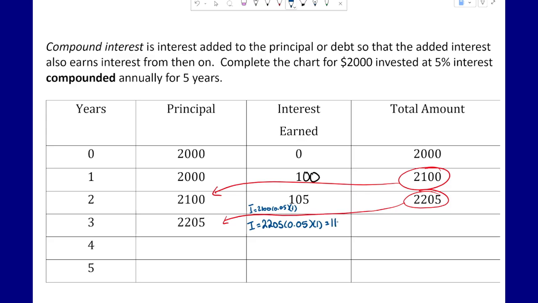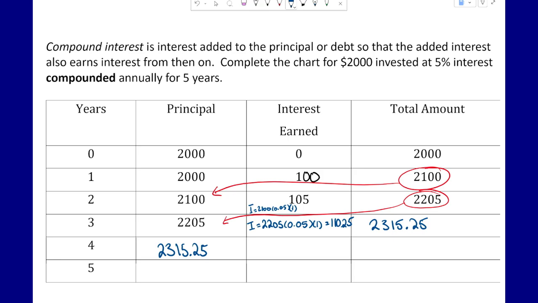or $110.25. That gets added to our principal. We now have $2,315.25. Year 4, again, our principal is now what we ended with in the previous year. So 2,315.25. We can calculate our interest again.